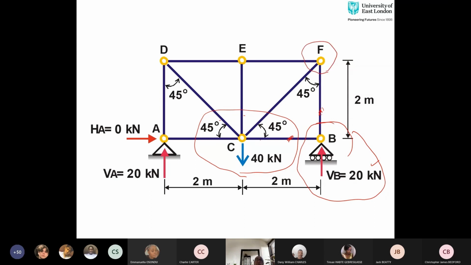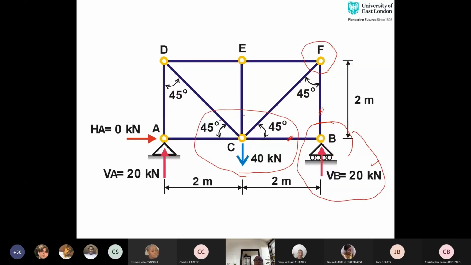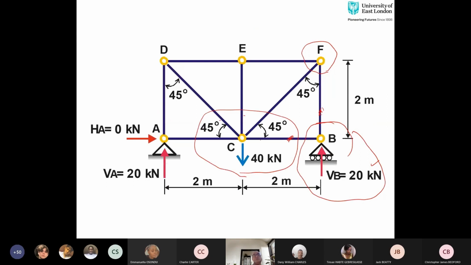Up to now, what I've done is that I've only found out reactions. Then calculation of internal forces. You can start with joint B or joint A. Here I have started with joint A, and then I have isolated joint A. Certainly my initial assumption is that all joints are in tension. For all the joints, the member forces are pointing away from the joint. Arrows pointing away from the joint indicate tension.